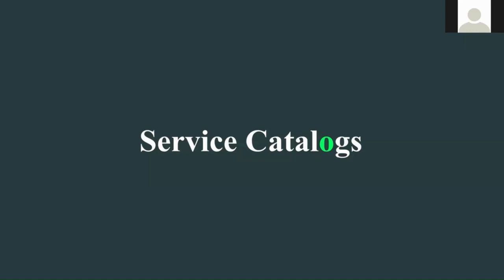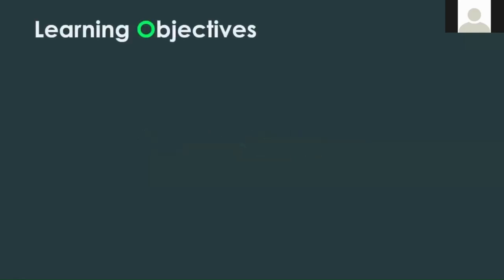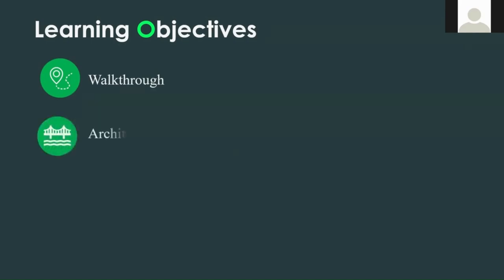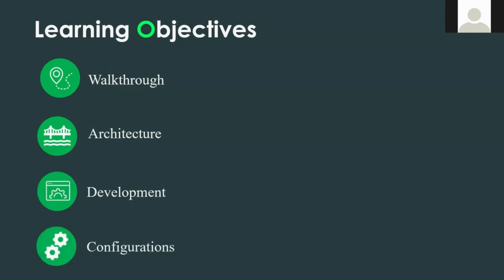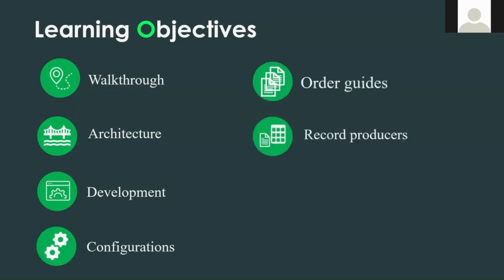The learning objectives of this video series are numerous. We will start by understanding what service catalogs are and how end users can access service catalog items from portals and platforms. What are the key components of service catalogs? How to build new catalog items and what to consider when creating catalog items? What are the different configurations that can be used for achieving the required validations and automations? Complete understanding of order guides, record producers, and also we will look into what content items are and their uses.